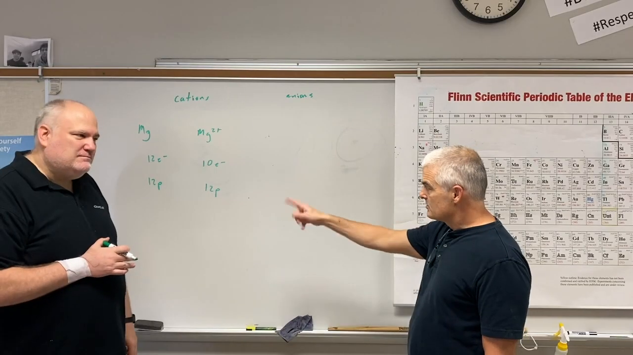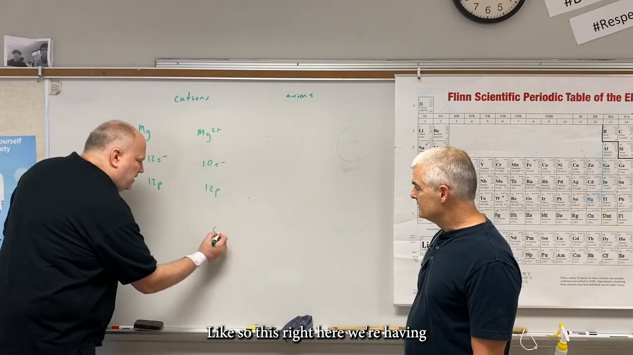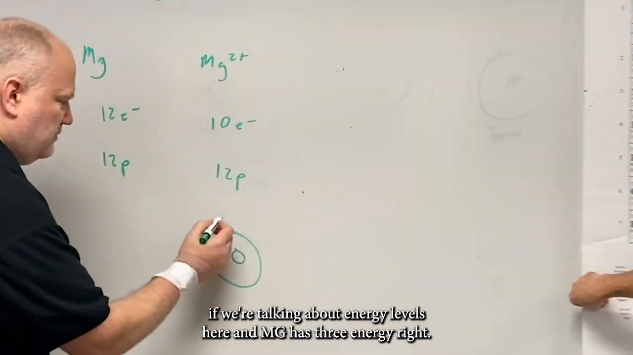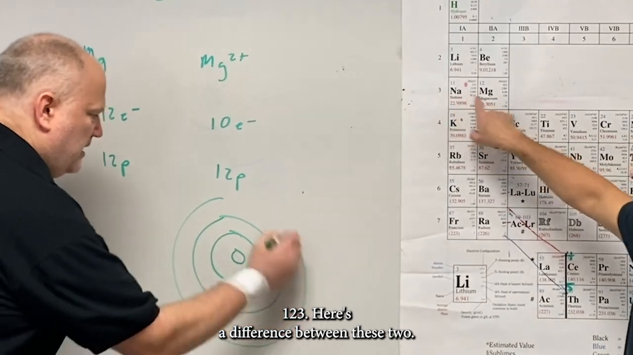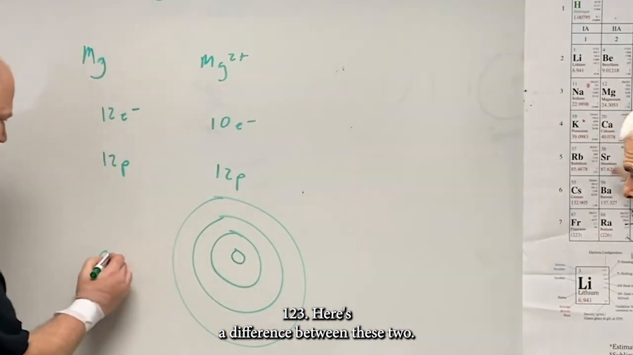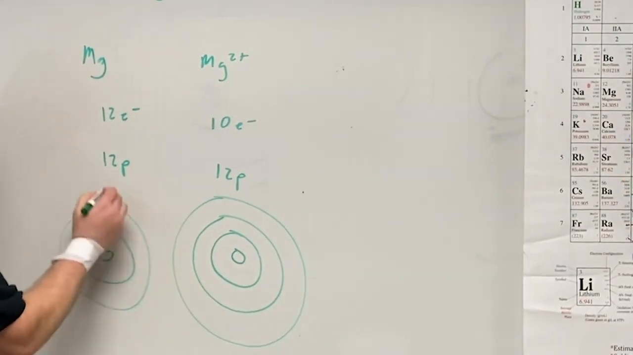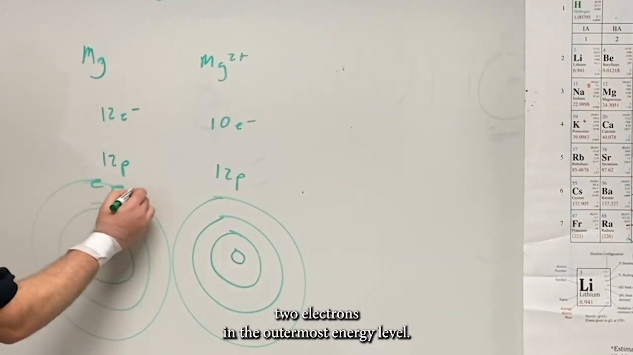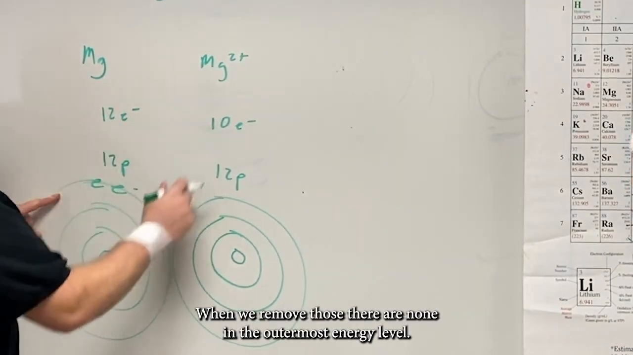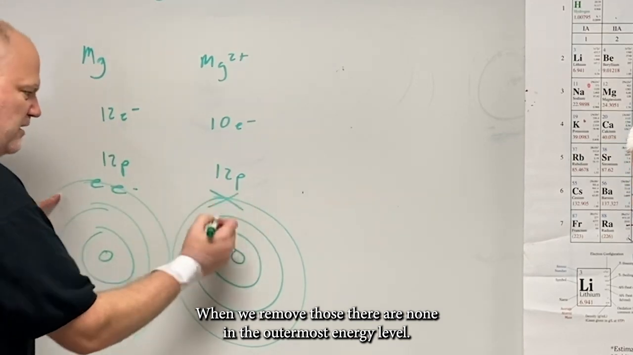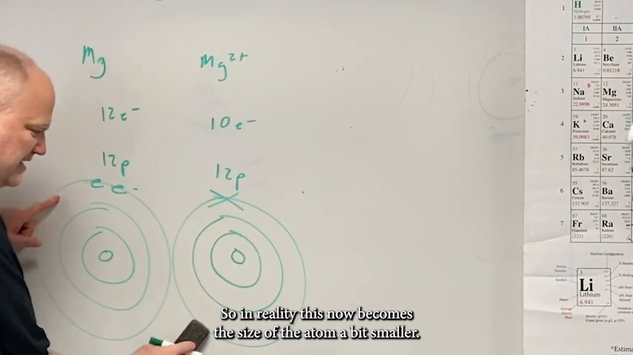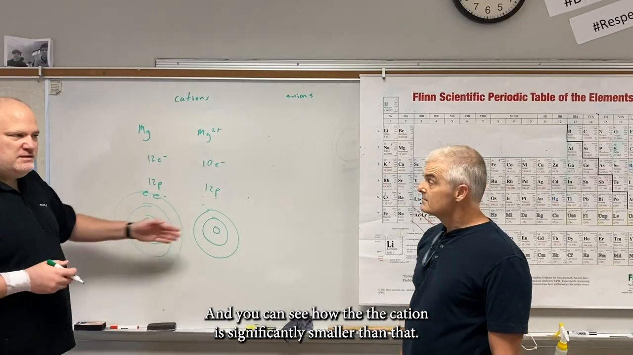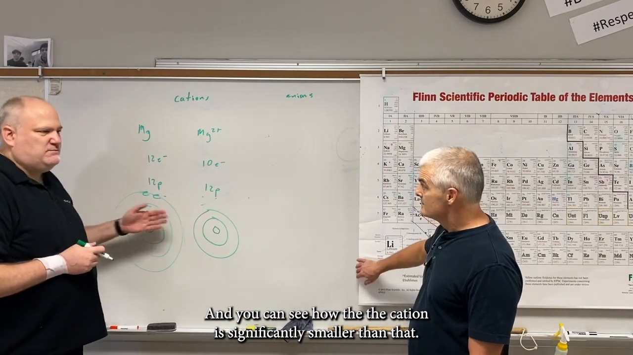This is a smaller atom. So maybe draw a circle. This right here, if we're talking about energy levels, Mg has 3 energy levels, right? 1, 2, 3. Here's the difference between these two. This has 2 electrons in the outermost energy level. When we remove those, there are none in the outermost energy level. So in reality, this now becomes the size of the atom, quite a bit smaller. And you can see how the cation is significantly smaller than that atom.